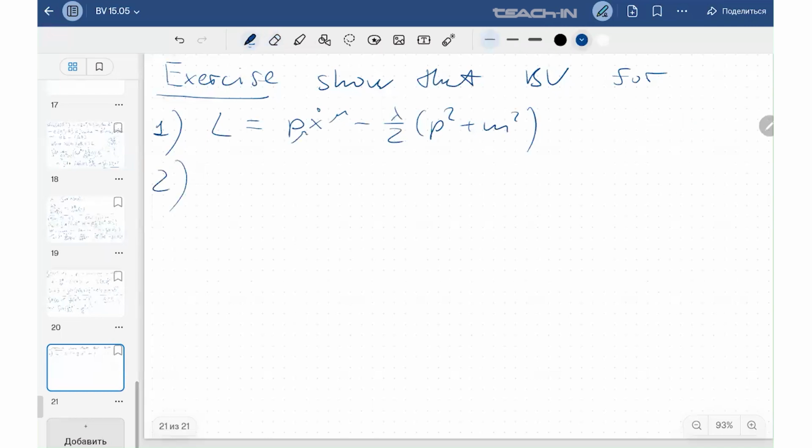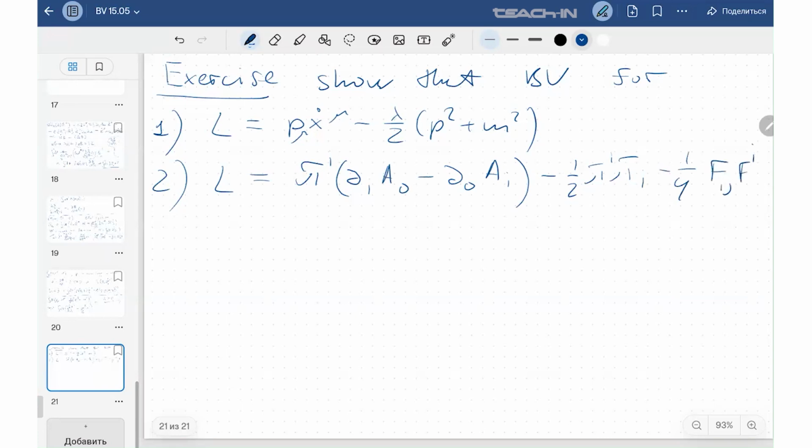And the second example, let's consider Maxwell, but in first order formalism, sorry. What I want is first order formalism, which is the Lagrangian density E^i dot A_i minus 1 over 4 F_ij squared, right? It's just the Hamiltonian action for Maxwell. So let's say the Hamiltonian Lagrangian action for Maxwell.